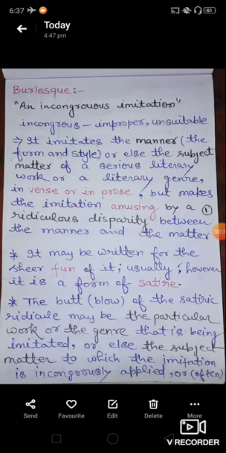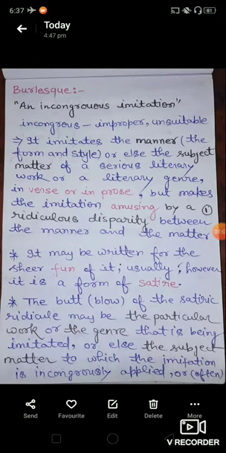If we have to define it in a phrase, in brief, we can say it's an incongruous imitation. Imitation, you understand? To copy something. What is incongruous?